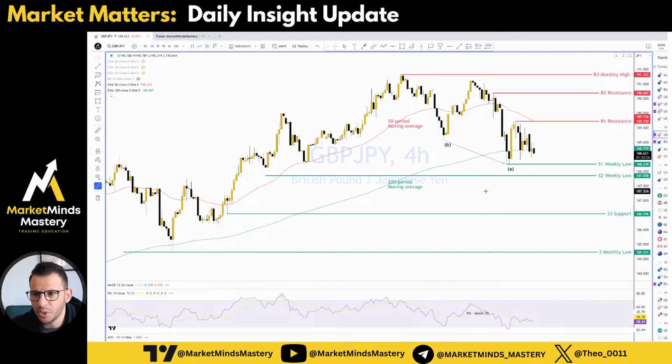Next one, Great British Pound, Japanese Yen. Price makes lower lows on the 4-hour time frame. Let's see if it's going to maintain this move to the downside. So far, we have the lower low. We are missing the lower high. Price must break below this S1 and S2, both weekly lows, before we're going to confirm that this is a downtrend. And we will try to trade the pullback.